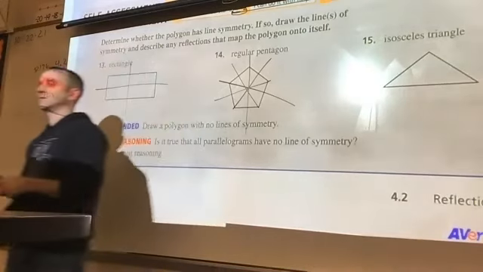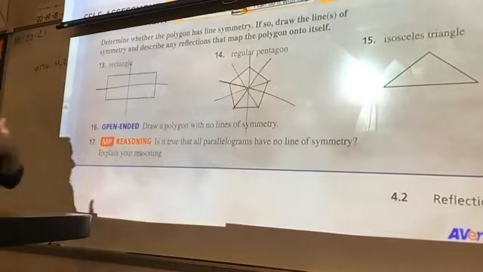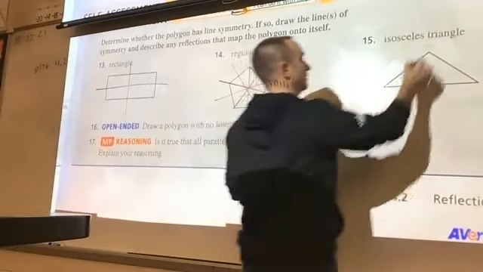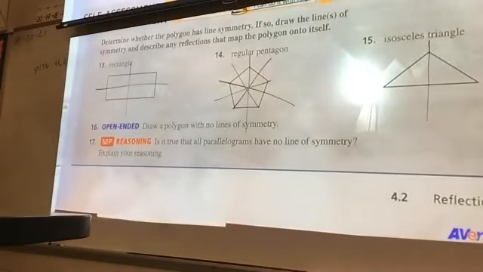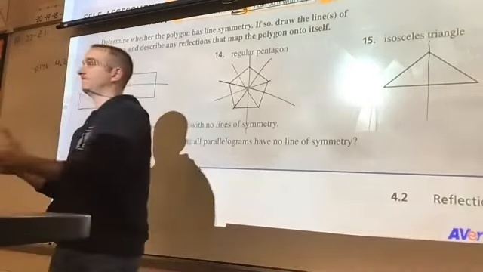How about the isosceles triangle here? One. Just straight up and down, and that's it. Does every triangle have a line of symmetry? No. If you draw it like that, there's no line of symmetry. Okay, good. Any questions about it? No.